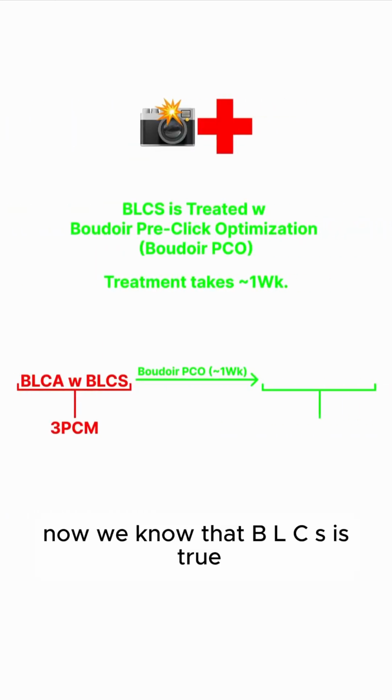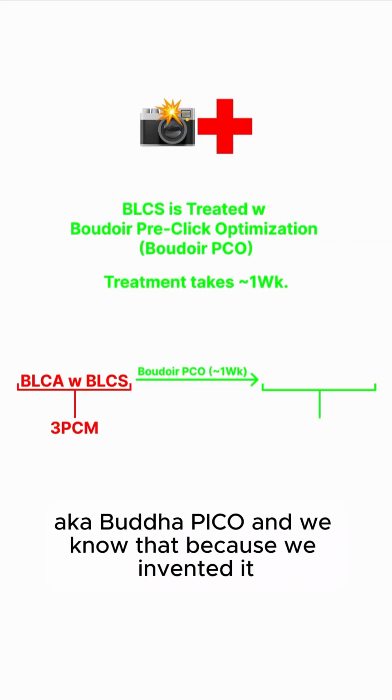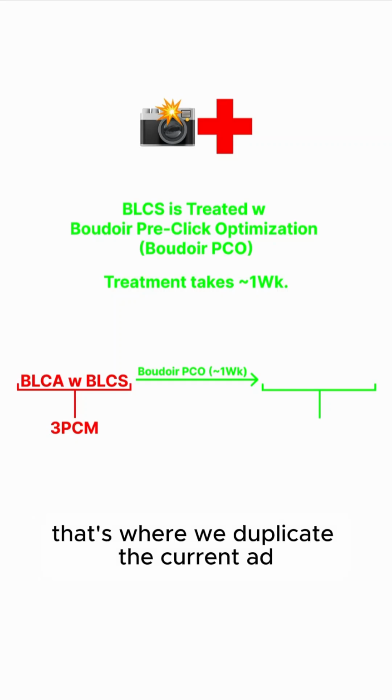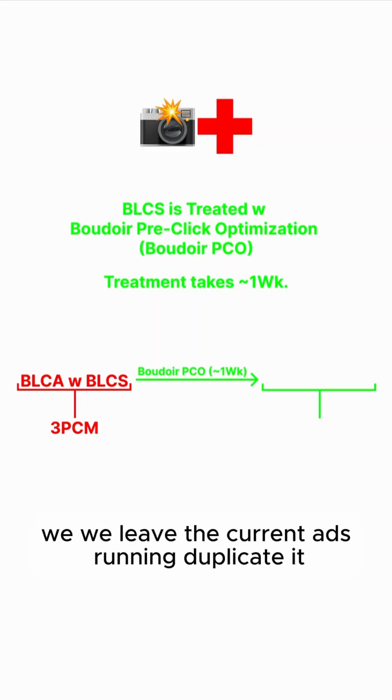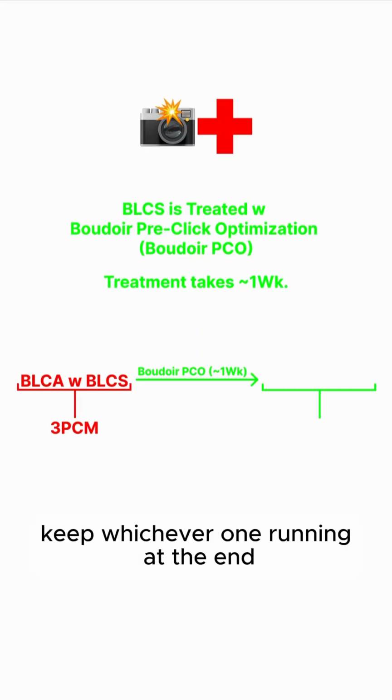Now, we know that BLCS is treated with Boudoir pre-click optimization, aka Boudoir Pico, and we know that because we invented it. And treatment takes about a week. That's where we duplicate the current ad. We leave the current ad running, duplicate it, treat the duplicated ad, run them in parallel, and keep whichever one is running at the end has the better metrics.